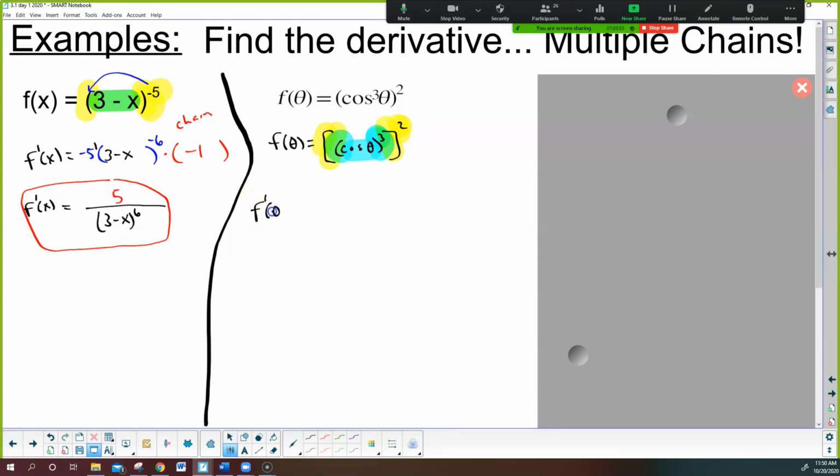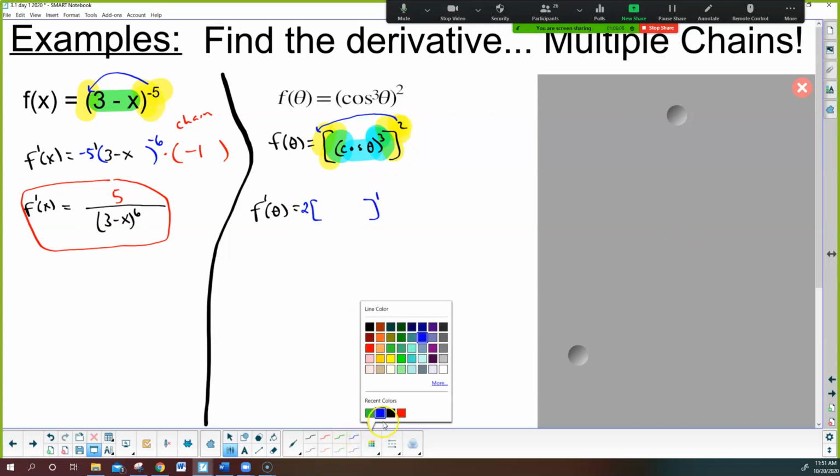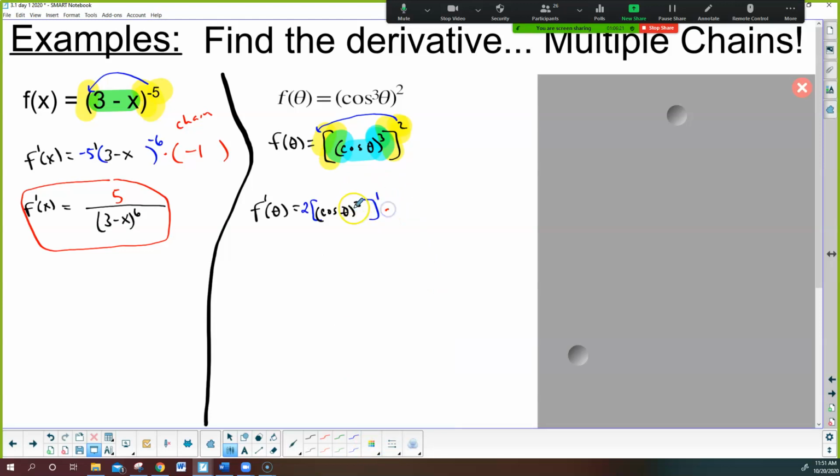Now I'm going to take the derivative. So I'm going to use the prime notation. And I'm going to take the derivative of the outside, which is the 2. That's going to come down in front, and then take 1 away, so it becomes 1. And then I've got cosine theta to the third power on the inside. All right, nothing crazy there.